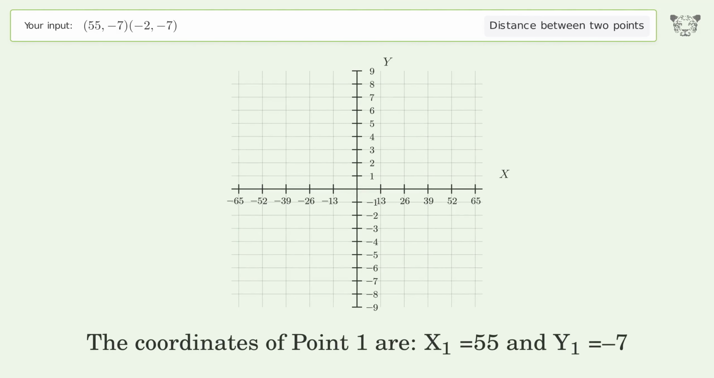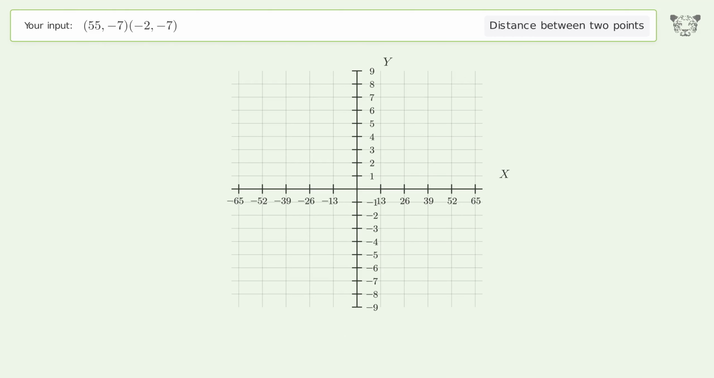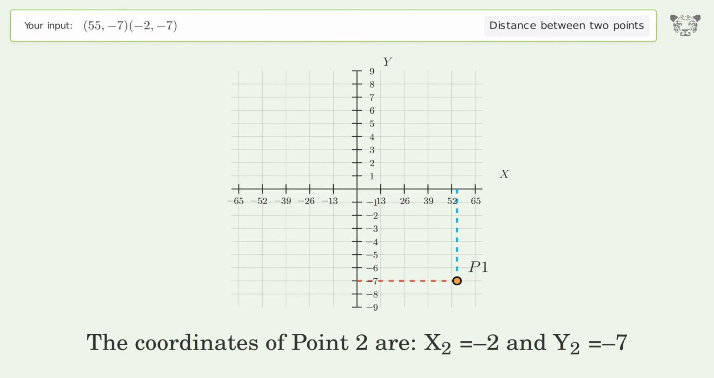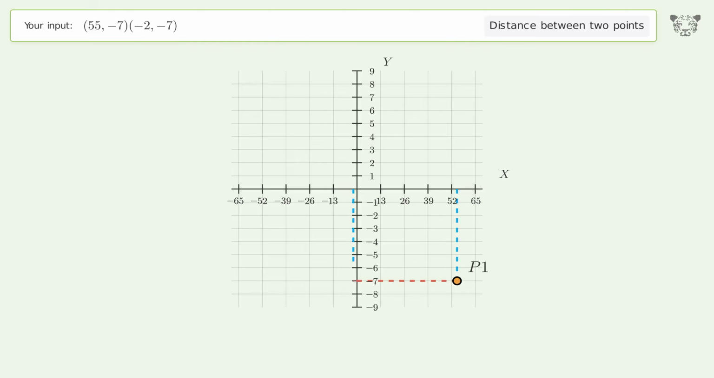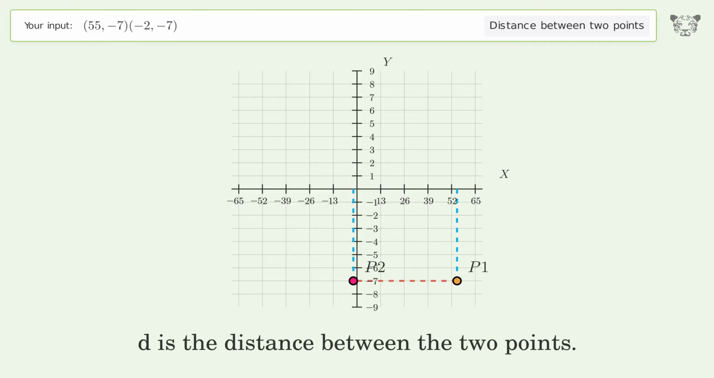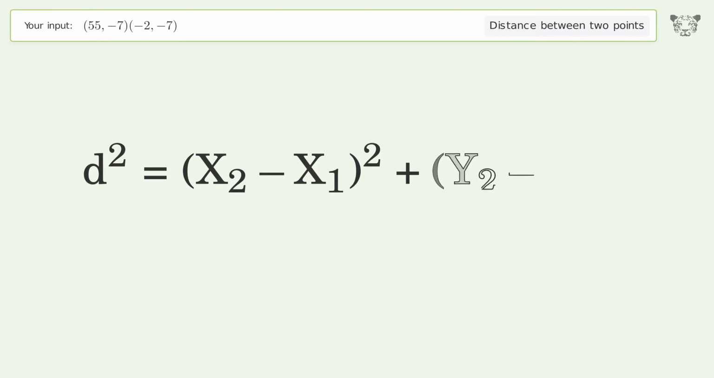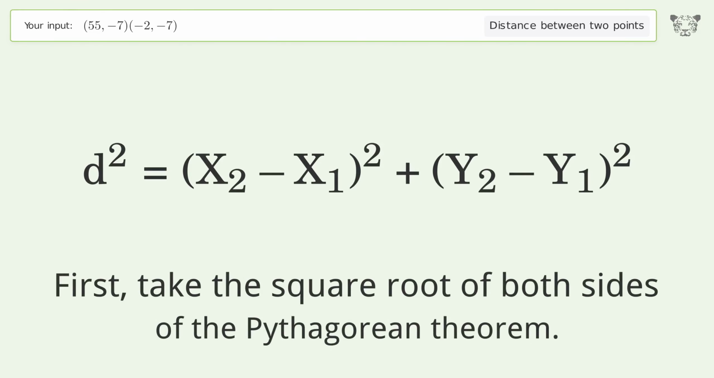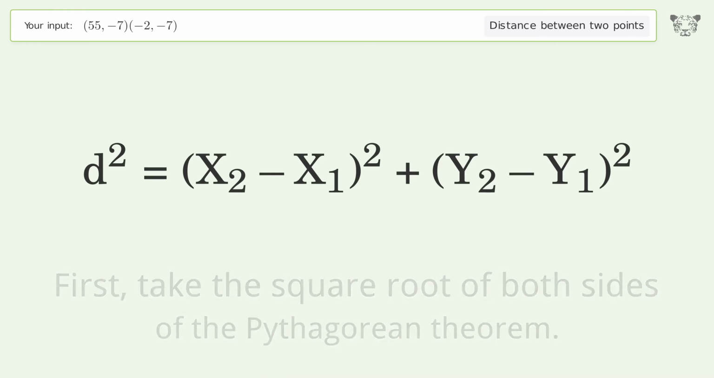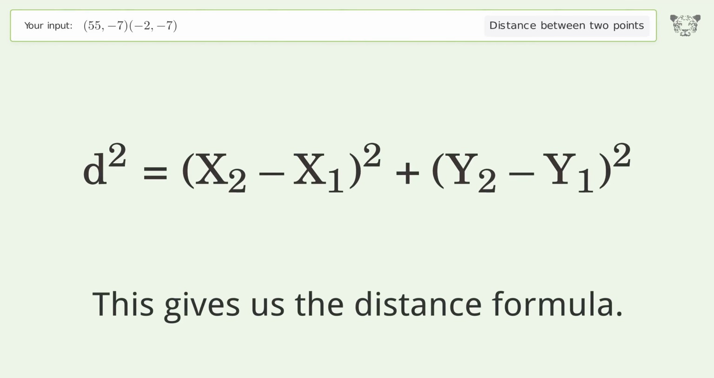The coordinates of point 1 are x1 equals 55 and y1 equals -7. The coordinates of point 2 are x2 equals -2 and y2 equals -7. D is the distance between the 2 points. First, take the square root of both sides of the Pythagorean theorem. This gives us the distance formula.